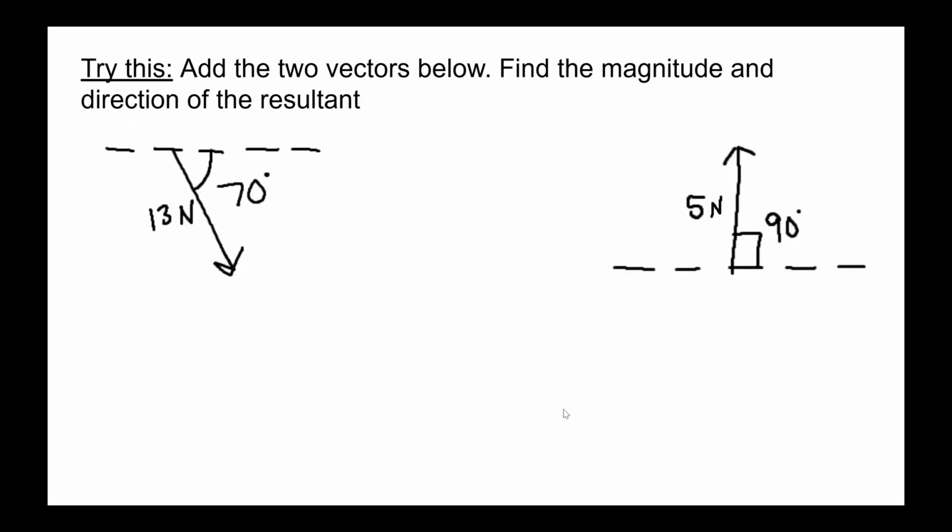So, for example, add these two vectors together. Find the magnitude and the direction of the resultant. Pause it here. Try this out in your notes.